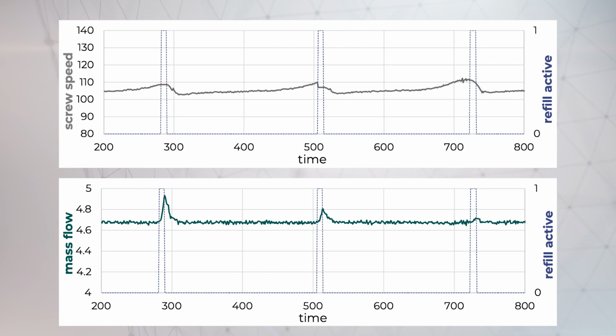Another option is to set the screw speed to the average between the maximum speed just before the refill and the minimum right after the refill. Feeding tests must be carried out before processing to enable this control approach. This approach will likely give a good result, as you see here.